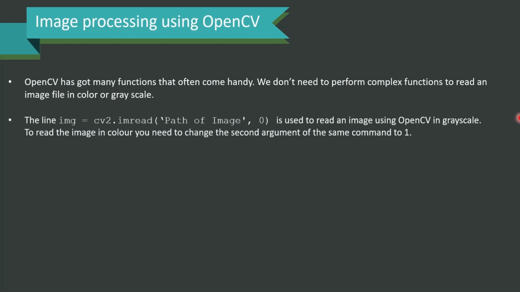The command image equal to cv2.imread with the path of the image being mentioned is used to read an image using OpenCV in grayscale. To read the image in color, you need to change the second argument of the same command to one, where it is zero when you read it the first time. It can be 0 for a grayscale image, it can be 1 for a color image. It is that simple and it is easy to use.